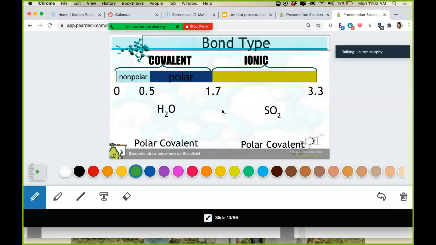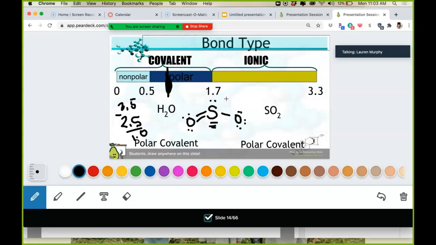All right, SO2, I'll draw for you. Okay. So now we're working with a sulfur-oxygen bond. So sulfur, its electronegativity is 2.5. Oxygen's electronegativity is 3.5. So if you subtract them, you get 1. Well, 1 definitely falls in my polar region on this chart right here.